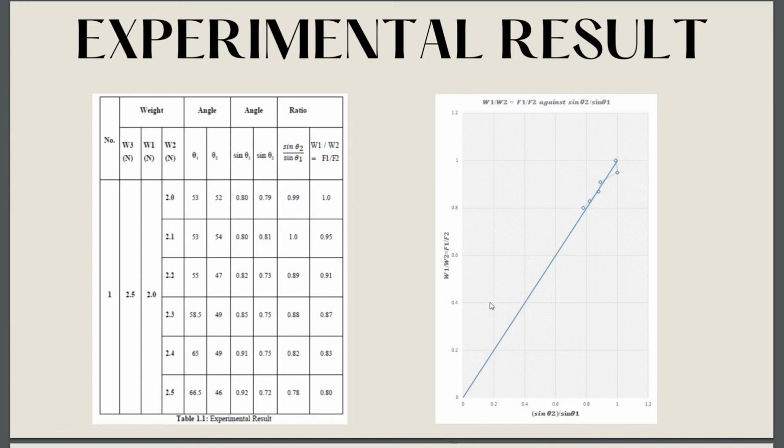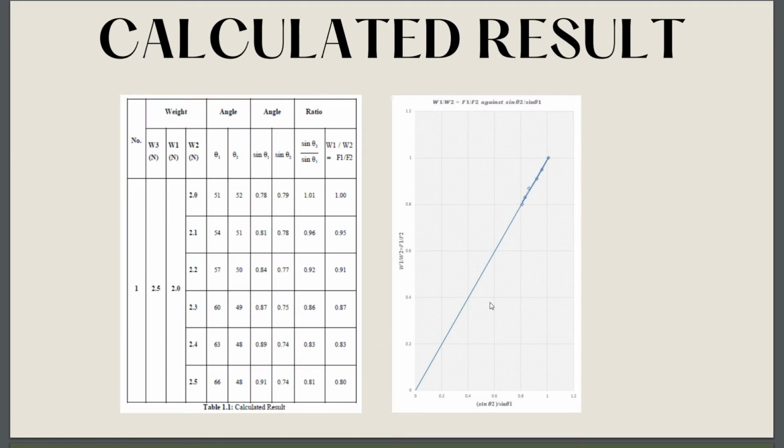So this is the experimental and calculated result. As we can see from the graph, the experimental result is directly proportional between force and weight. Also for the calculated result, next slide. The calculated result graph is also directly proportional between force and weight. That's all for me.